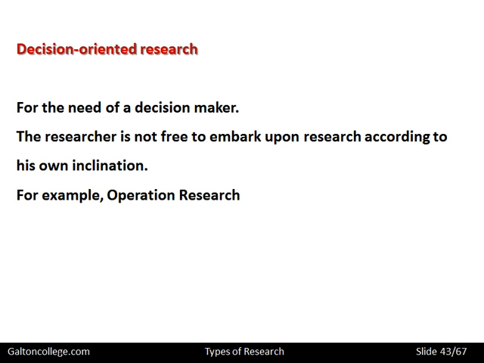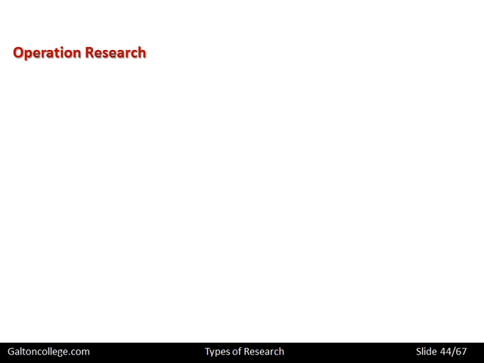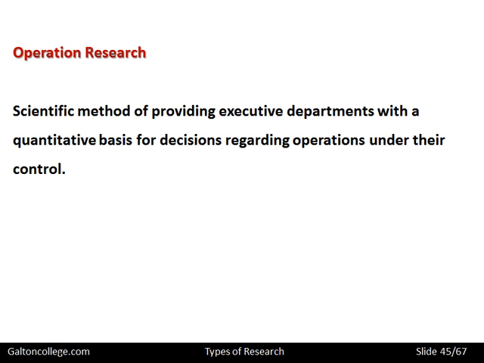There are examples of techniques that are used here. For example, operational research or operations research. These are scientific methods of providing executive departments with a quantitative basis for their decisions regarding the operations under their control. In the literature, there are many mathematical techniques that may help decision making. For example, queuing theory, linear programming, integer programming, PERT, stock control.